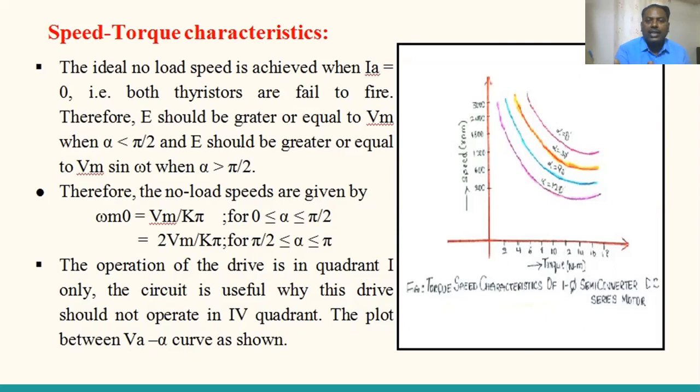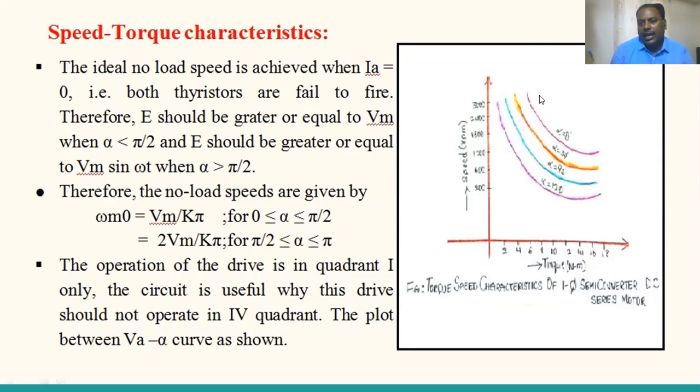The no load speeds are obtained just by substituting IA equal to 0 in the speed equation. Therefore, E should be greater than or equal to Vm when alpha is less than 90, and E should be greater than or equal to Vm sin omega t when alpha is greater than pi by 2, or 90. So these are the no load speeds: omega m0 is equal to Vm by k pi for 0 to 90, and 2 Vm by k pi for pi by 2 to pi. So this is the speed torque characteristics.